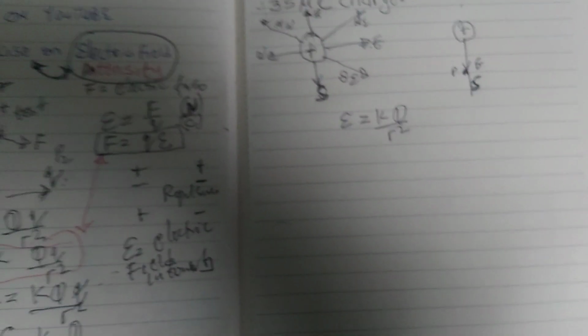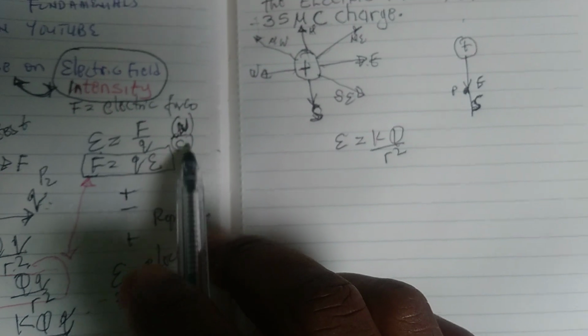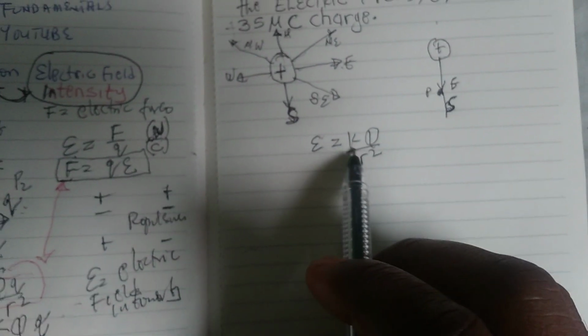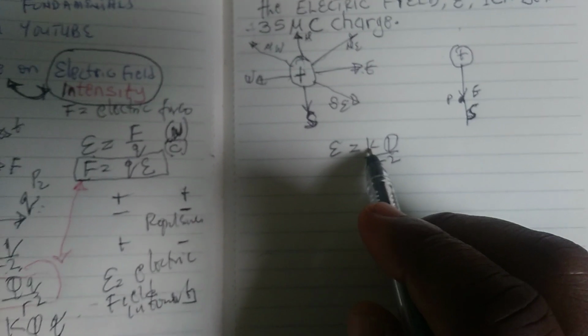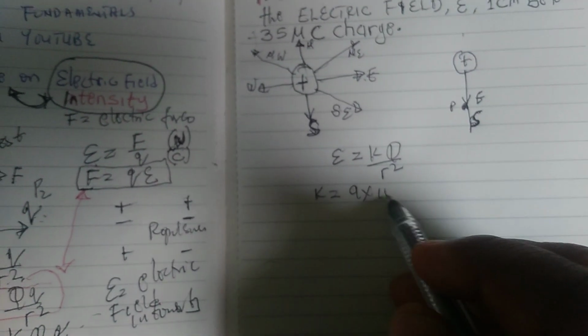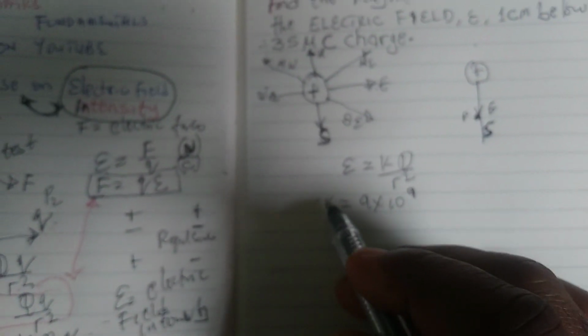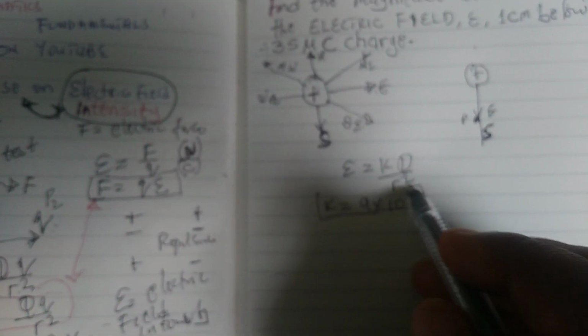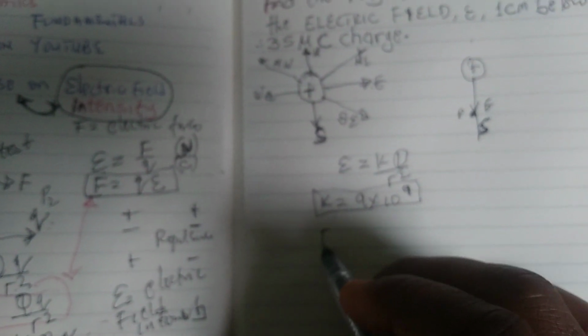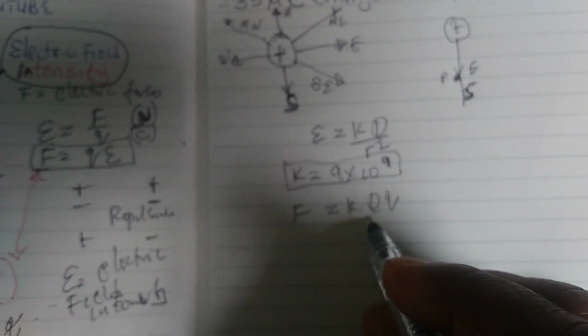Now before we move further, I want us to have the idea also of, okay, I've already given us the units of electric field intensity. Okay, let's continue. Now this K of proportionality is given as 9 times 10 raised to power 9. Now let me derive the unit for this K. We know that electric force is given as KQQ divided by R square.